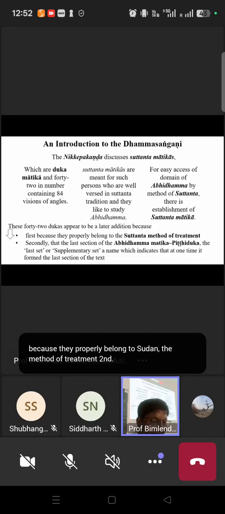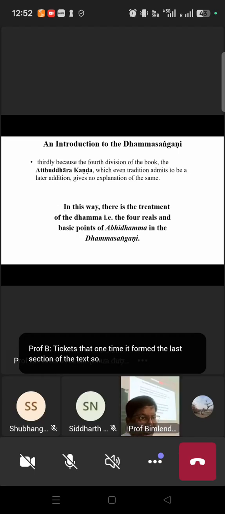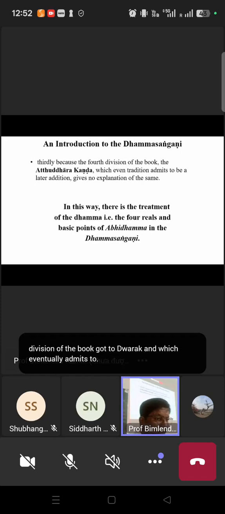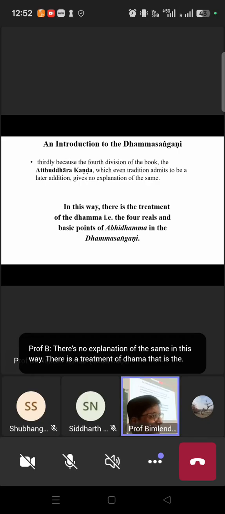Secondly, the last section of the Abhidhamma Matika is called Pitthi Dukha, the last or supplementary set, a name which indicates that at one time it formed the last section of the text. Thirdly, because the fourth division of the book, Atthakatha, which even tradition admits to be a later edition, gives no explanation of the same. In this way, there is a treatment of Dhamma, that is the four ultimate realities, Chitta, Chetasika, Rupa and Nibbana, and the basic points of Abhidhamma in the Dhammasangani.